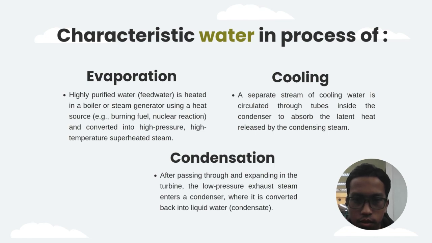In the cooling section, the cooling water is circulated through the tubes inside the condenser to absorb the latent heat released by the condensing steam. Lastly, in the condensation, after passing through and expanding in the turbine, the low pressure exhaust steam enters a condenser where it is converted back into liquid water.